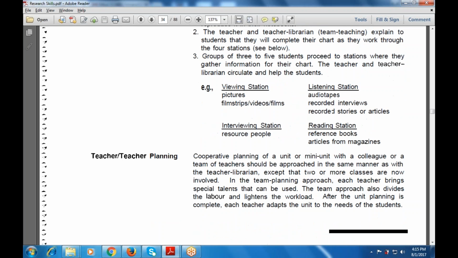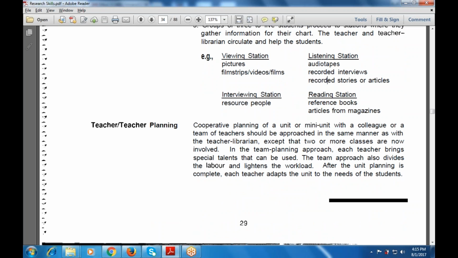The next is teacher and teacher planning. Cooperative planning of a unit or mini unit with a colleague or a team of teachers should be approached in the same manner as with the teacher librarian, except that 2 or more classes are now involved. In the case of the team planning approach, each teacher brings special talents that can be used. These special talents will also divide the labor and lighten the workload.